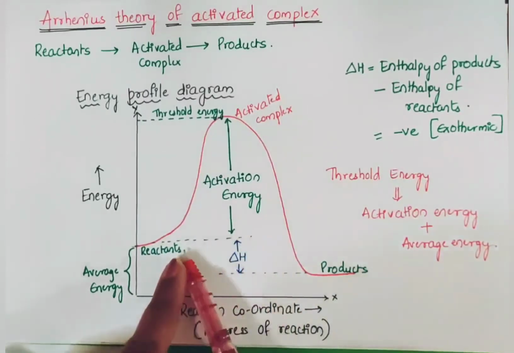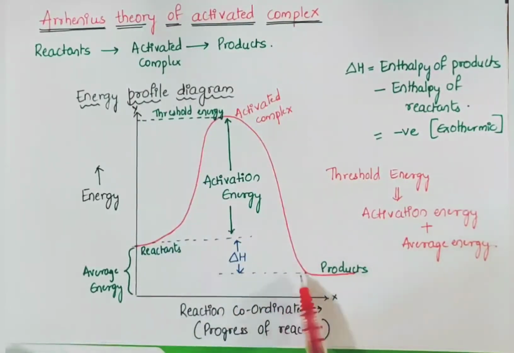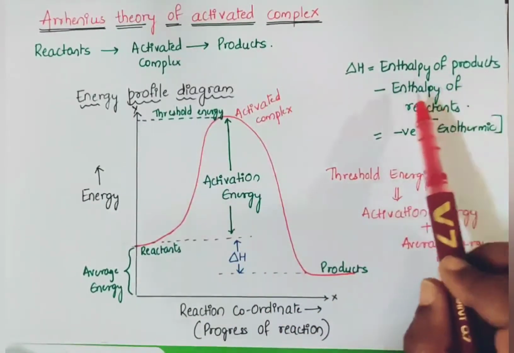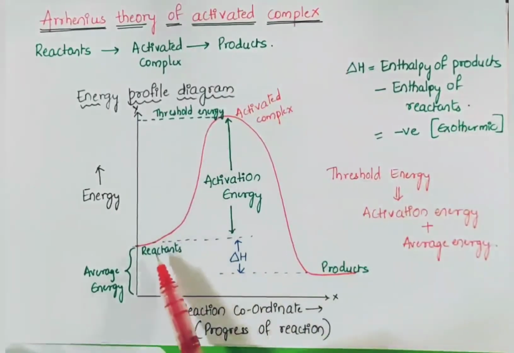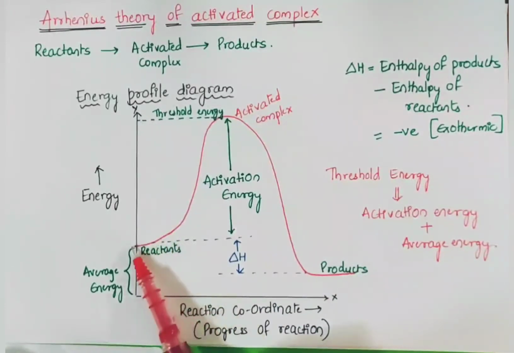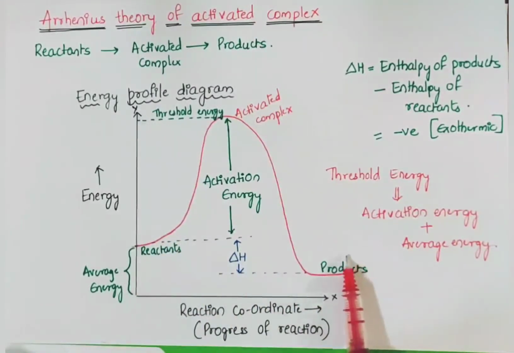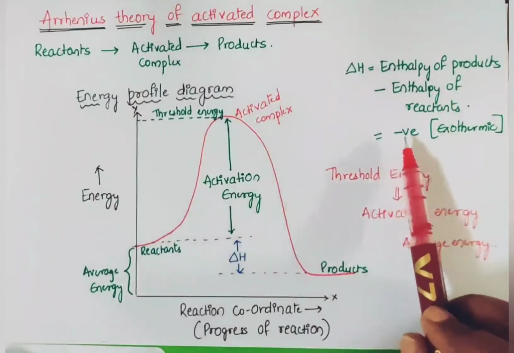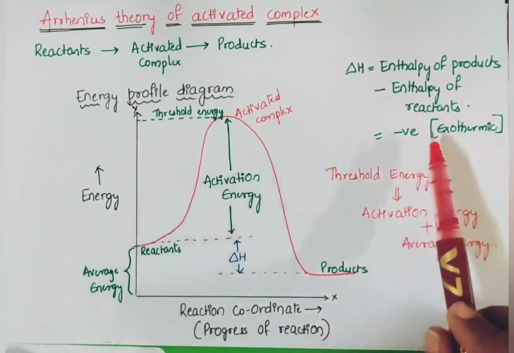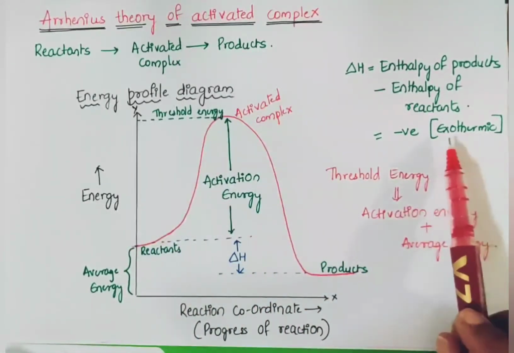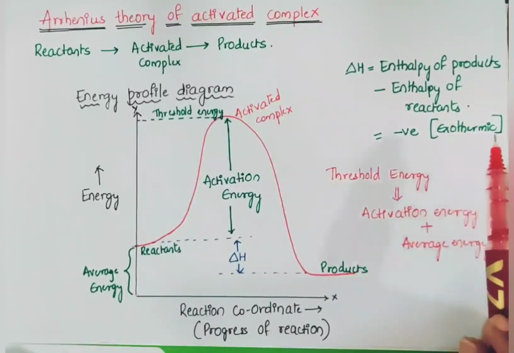Now the energy difference between the reactants and the products is given as delta H, that is, enthalpy of products minus enthalpy of the reactants. Here the enthalpy of the reactants is more and the enthalpy of the products is less, so the final answer will be negative. Such a graph, where the enthalpy of the products is less than the enthalpy of the reactants, is an exothermic process, an exothermic kind of reaction.